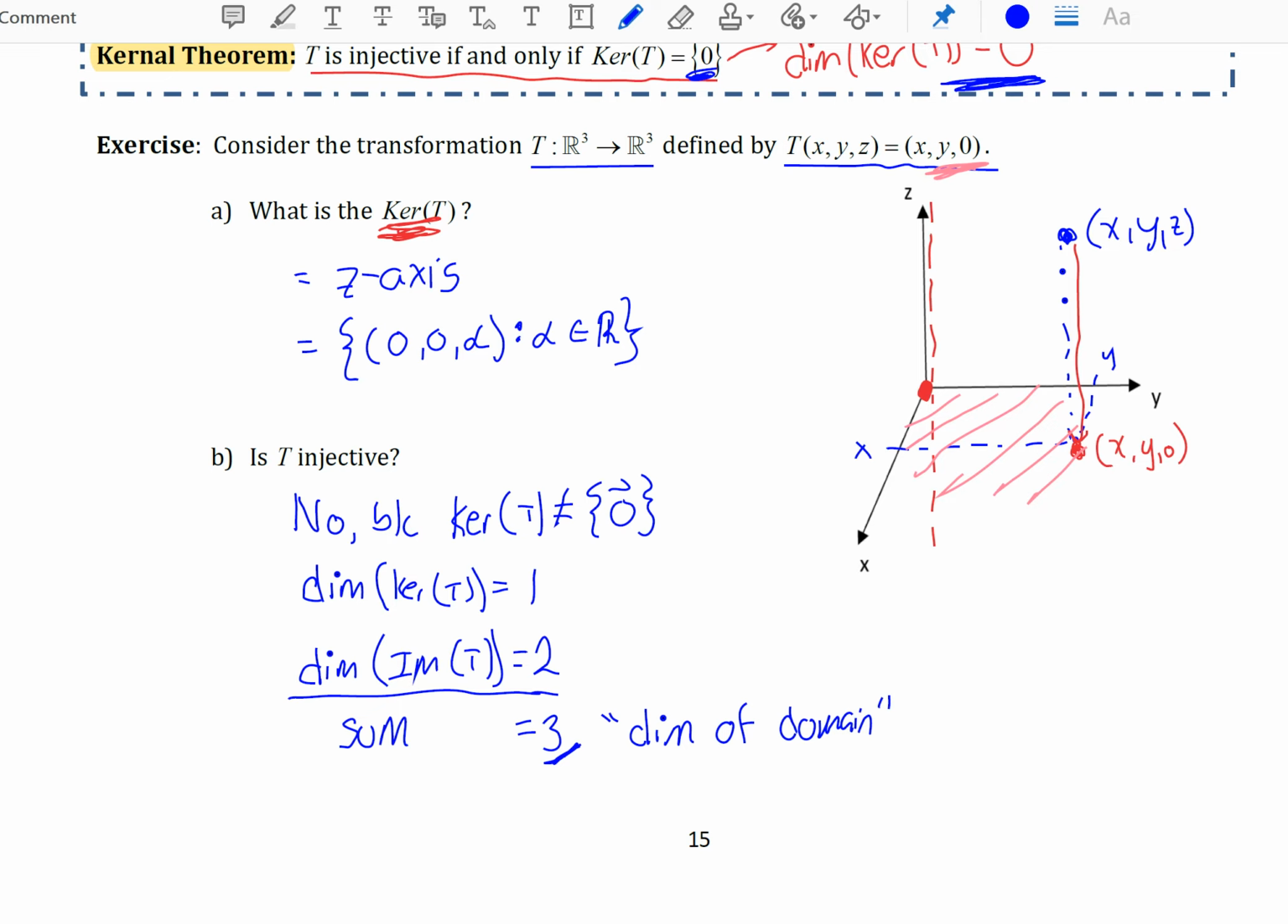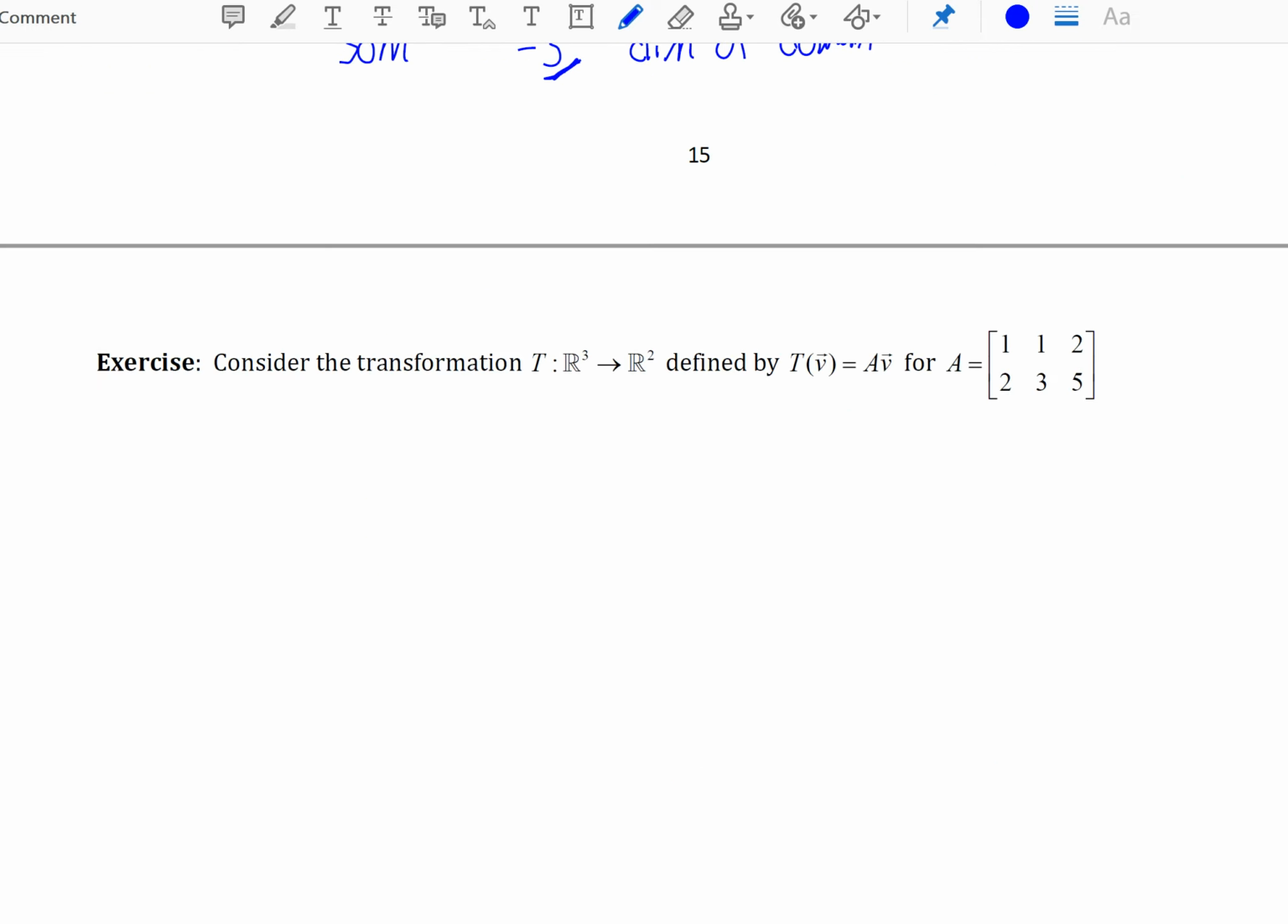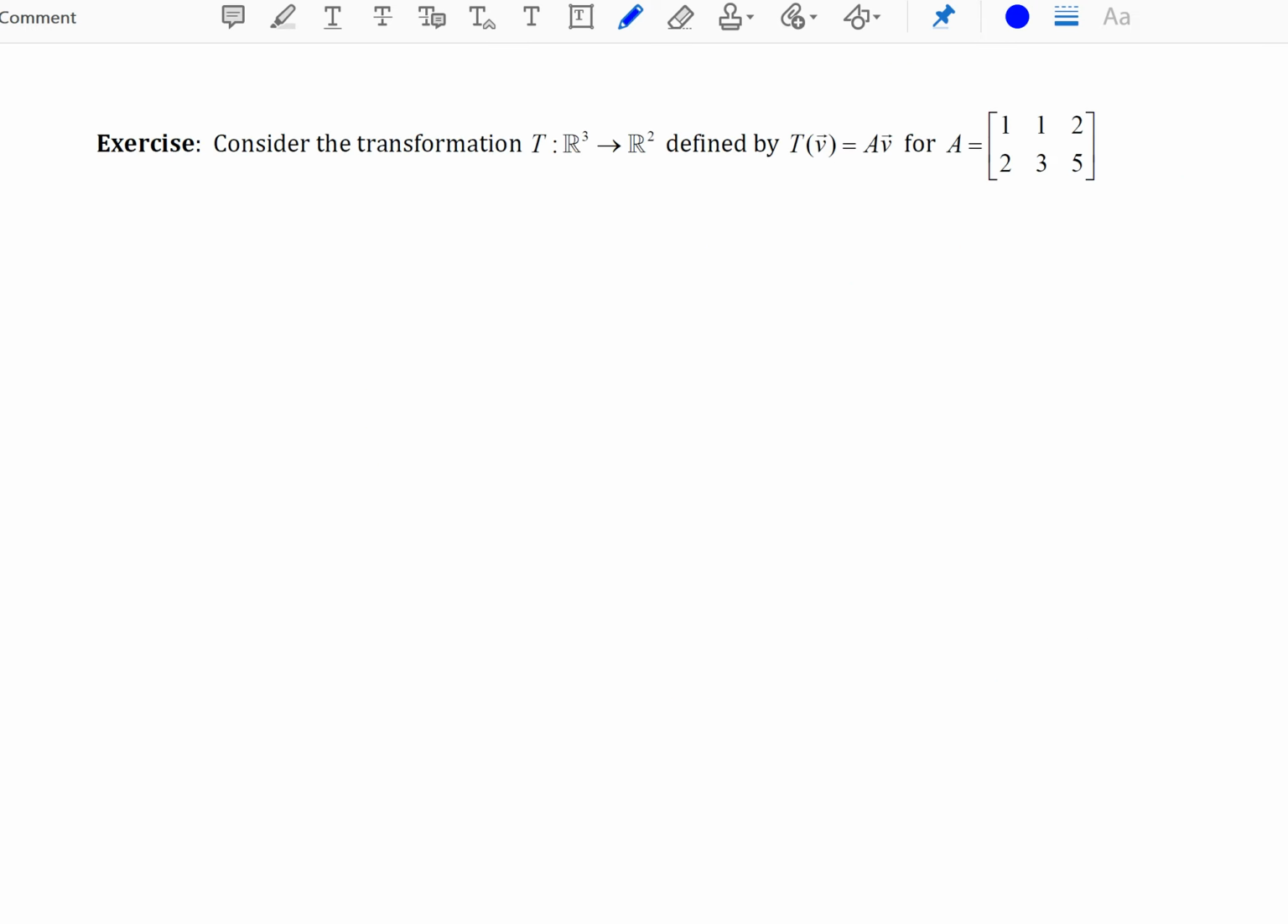Let's look at another example. Consider the transformation T mapping R3 onto R2 defined by T of V is equal to AV, where A is your matrix of transformation. So A does your transformation of mapping your domain in R3 to your codomain in R2.